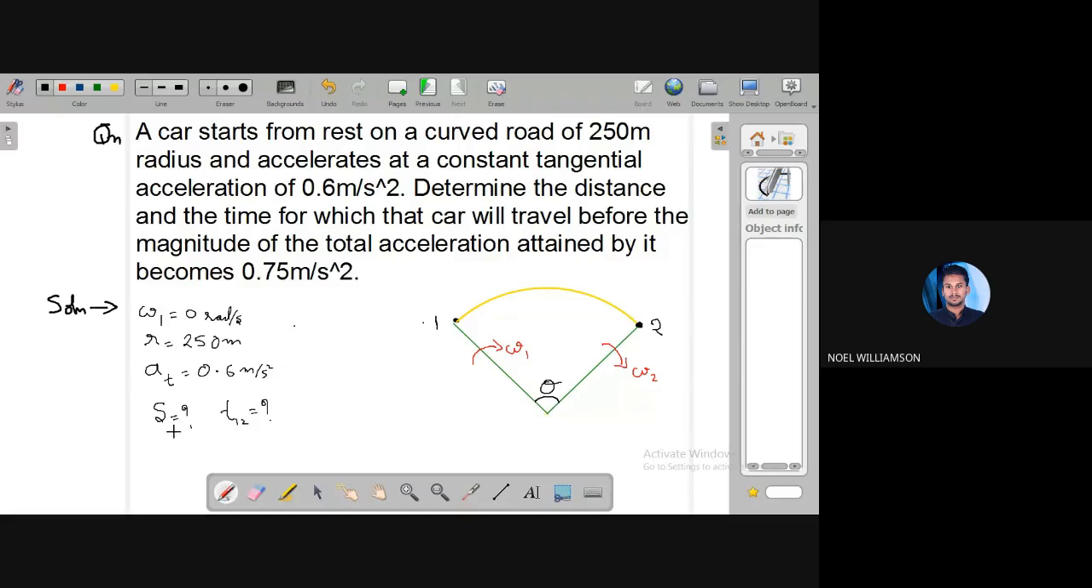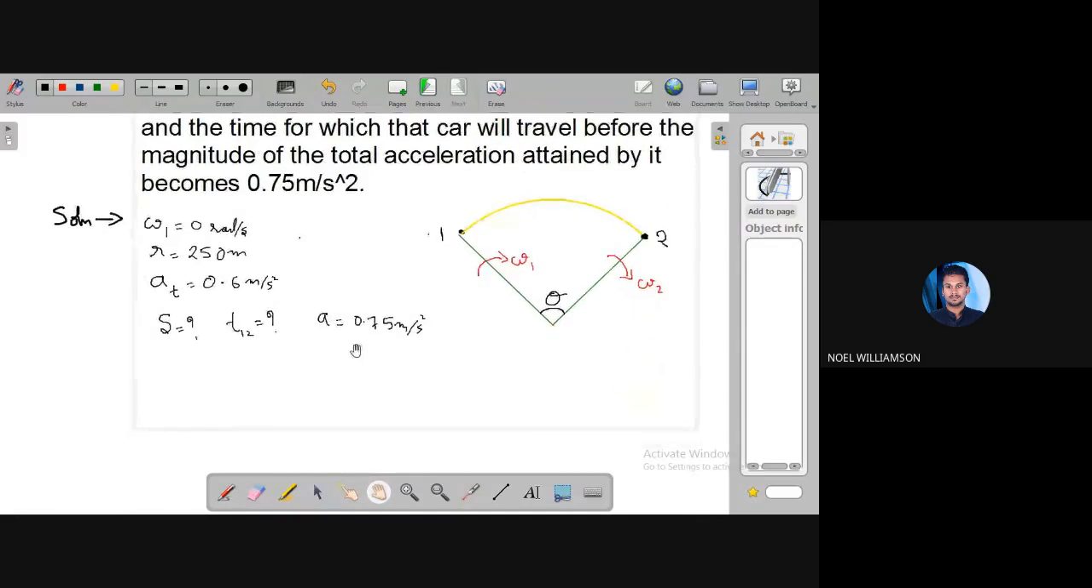There, the value of a is 0.75 meter per second square. Okay, at this point we have to find the values of s and t. So we'll see how we can make this.